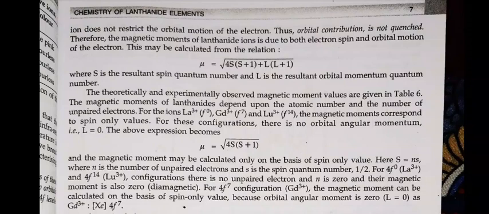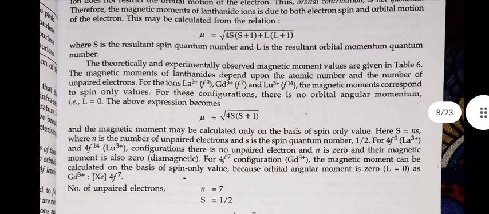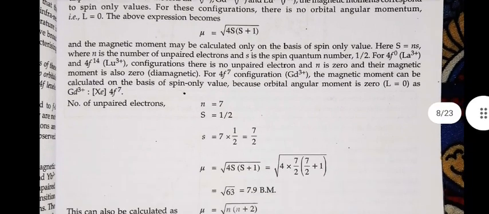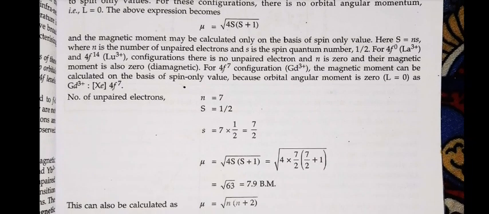The magnetic moments of the lanthanides depend upon the atomic number and the number of unpaired electrons. For the ions lanthanum 3+ 4f0, gadolinium 3+ 4f7 and lutetium 3+ 4f14, the magnetic moments correspond to the spin-only values. For these configurations, there is no orbital angular momentum, which means L is equal to 0. The above expression becomes mu equals the square root of 4S into S plus 1, and the magnetic moment may be calculated only on the basis of the spin-only value.